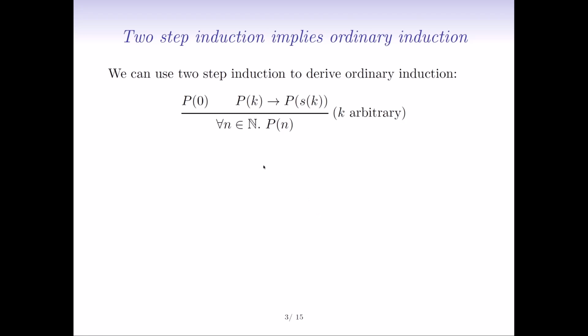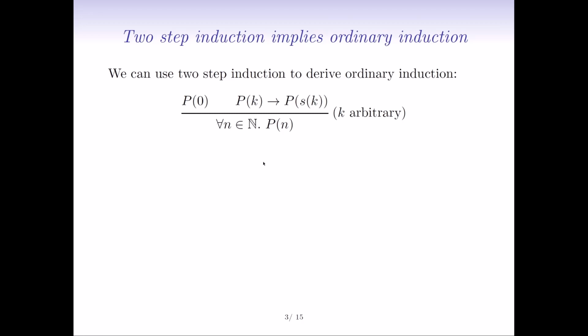So here I've written, again as an inference rule, the schema or the rule for ordinary induction on n. So we just show one base case, P of 0, and that if P holds of k, then it holds of the successor of k, and the conclusion is that P holds for all natural numbers n.